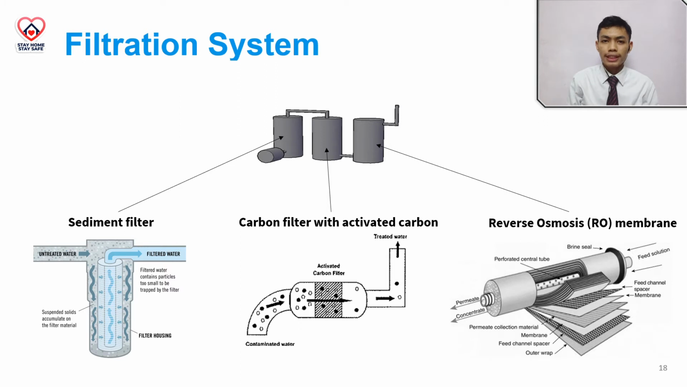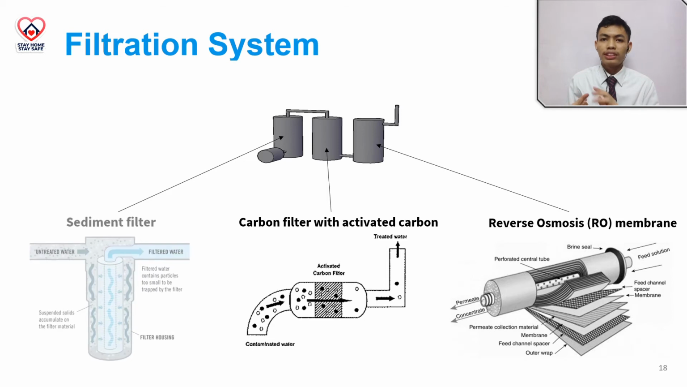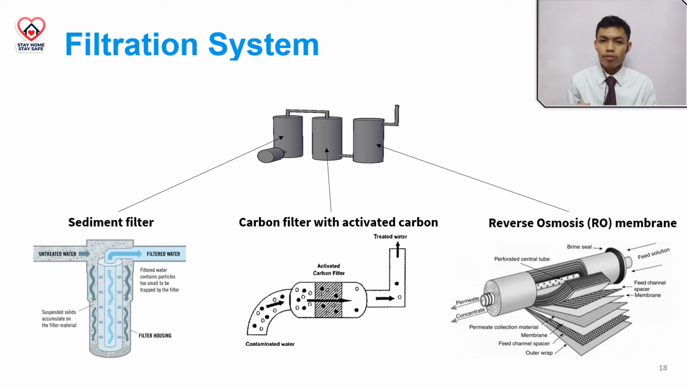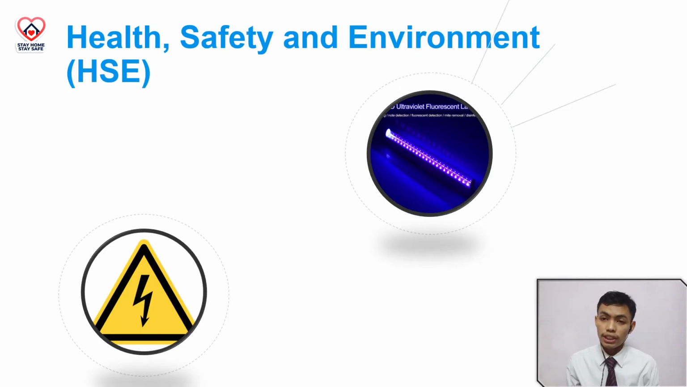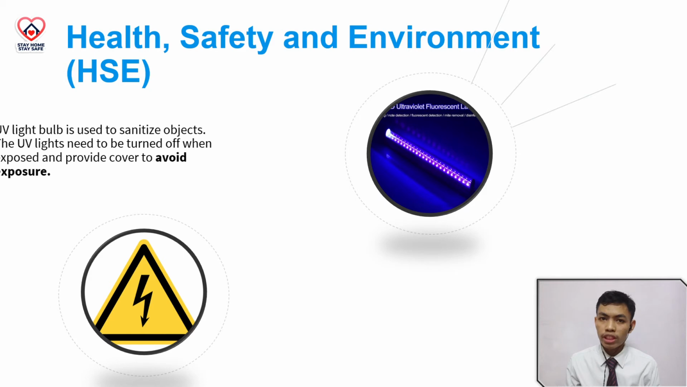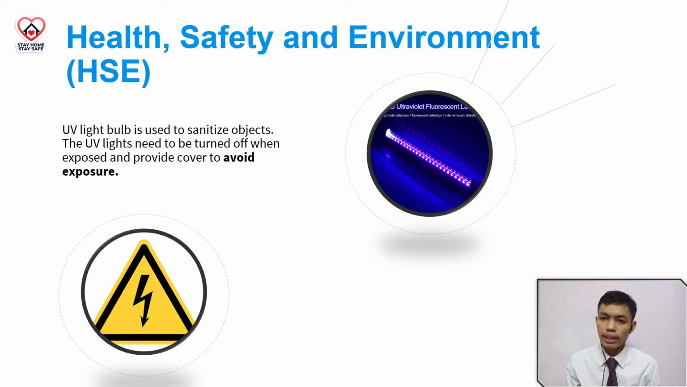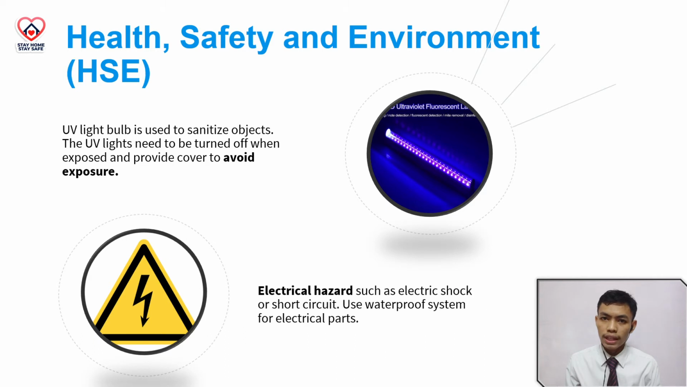For the filtration system, it is divided into 3 different stages. First, the water will be pumped into the sediment filter where particulates are removed. Then, in the second stage, the carbon filter will remove the inorganic compounds from water. And in the last stage, the RO membrane will remove the dissolved inorganic compounds from water before going into the second tank. For the HSE part, a cover will need to be provided for UV light radiation to avoid direct exposure. For the electrical hazard, a waterproof system is introduced for the electrical parts in the device.